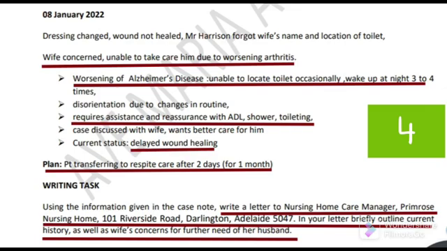Once again, I will read you the writing task. Using the information given in the case note, write a letter to the nursing home care manager, Prime Rose Nursing Home, 101 Riverside Road, Darlington, Adelaide 15047. In your letter, briefly outline the current history as well as the wife's concern for further needs of her husband. So this is the case note actually.